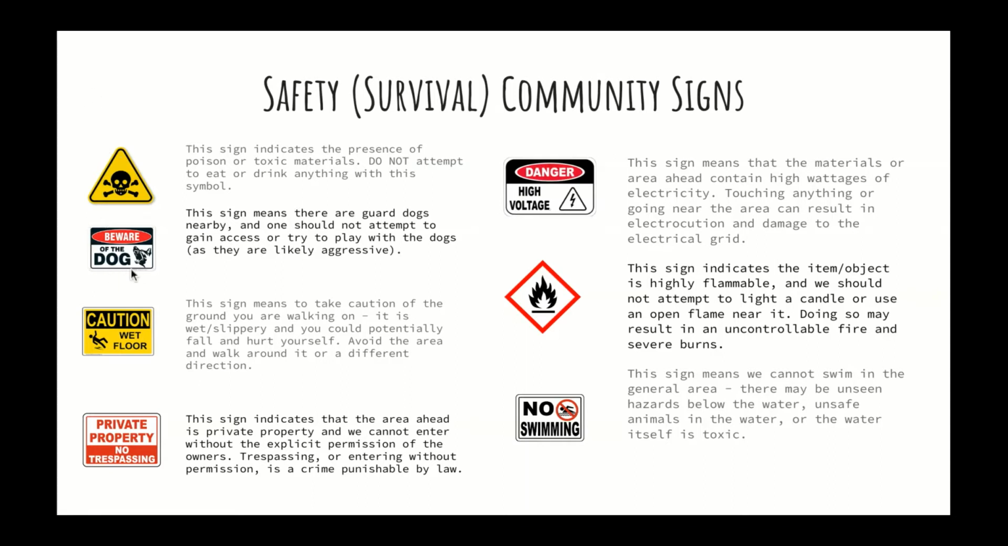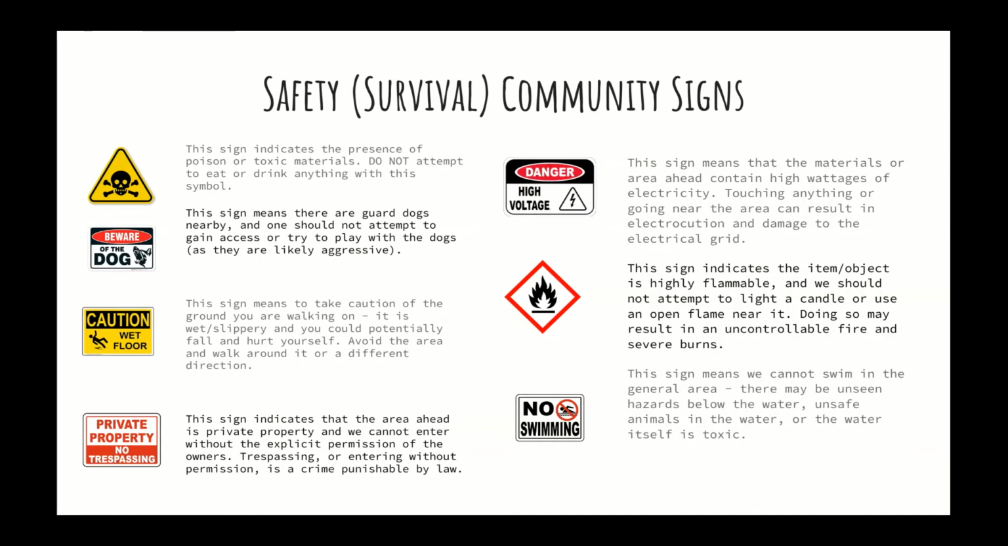The second sign says, beware of dog. This sign means that there are guard dogs nearby and one should not attempt to gain access or try to play with the dogs. Oftentimes these signs are used on fences to indicate that the dogs are not friendly or they are aggressive towards strangers. So if you see this sign, just steer clear of the area, be cautious and wary of any dogs nearby that you might see, because that probably means that they are guard dogs and they are guarding private property.